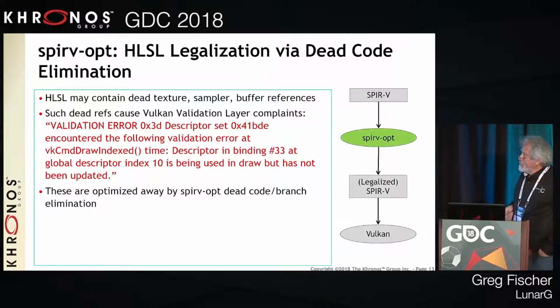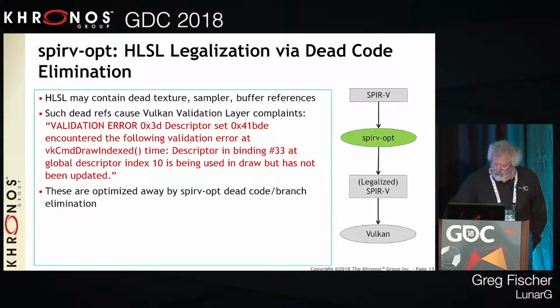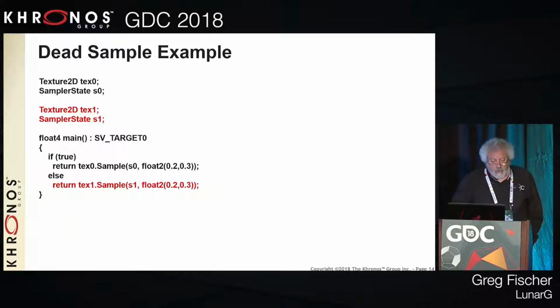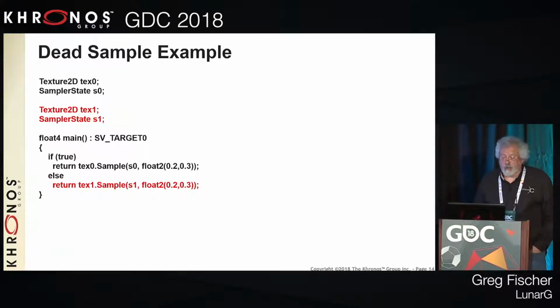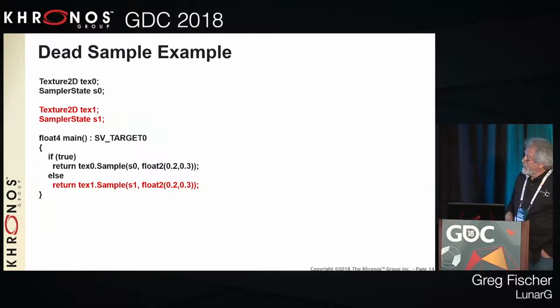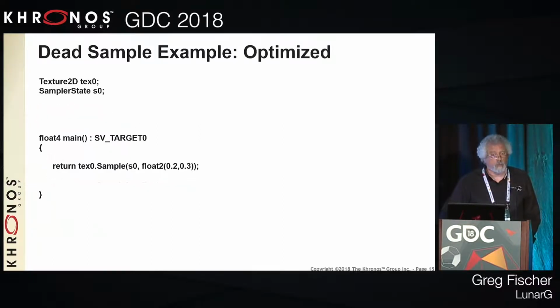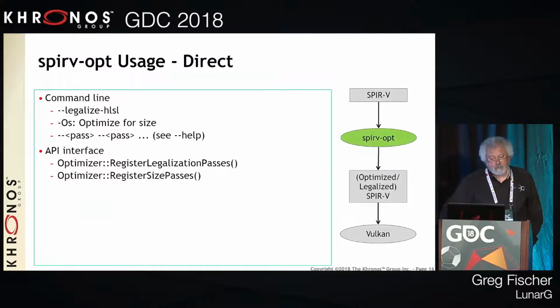However, after pre-processing the shader, SPIR-V opt was able to remove these dead references. So here's just an example again, a fairly simplistic example. We've got both a live texture sample using text 0 and a dead reference of text 1, and SPIR-V opt would remove the 1.